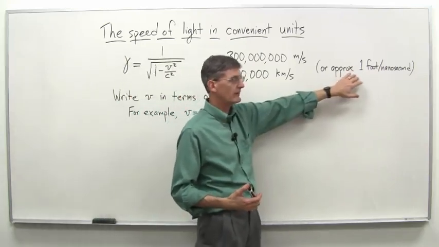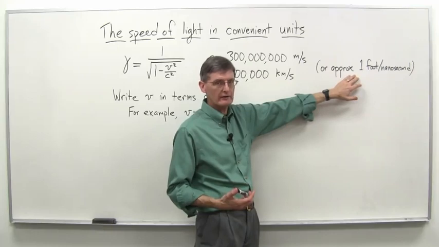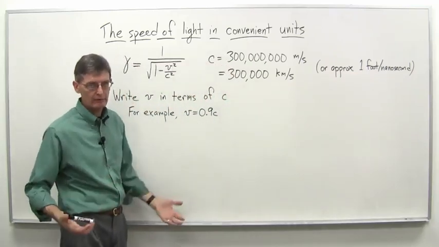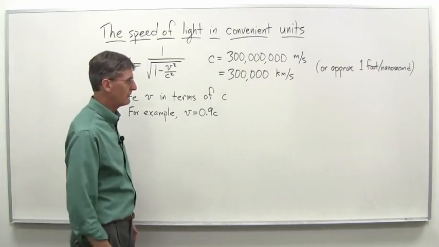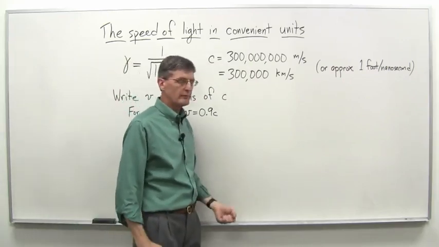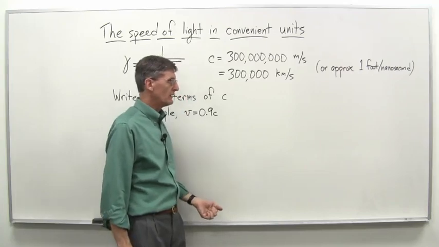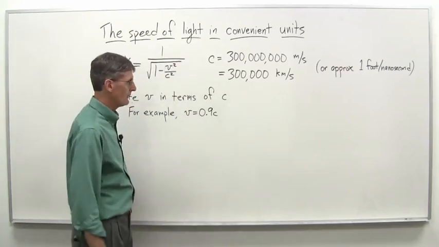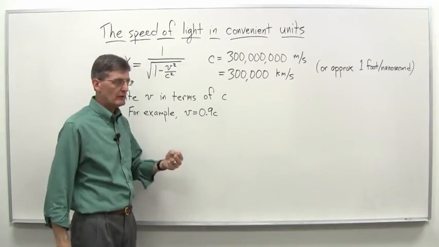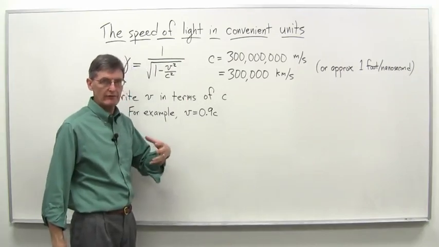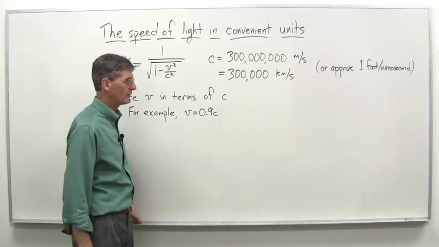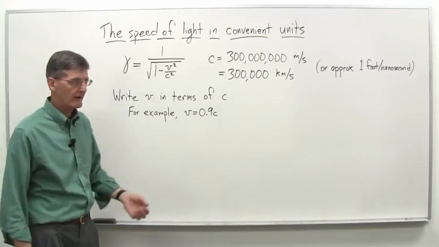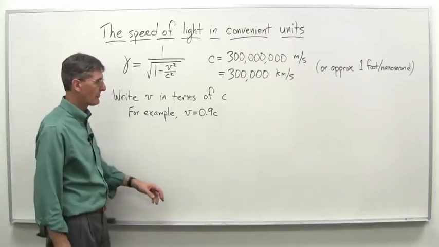Because those numbers are so big and just outside our realm of experience, sometimes it's nice to think about the fact that light travels about 1 foot per nanosecond. In other words, in a billionth of a second, light travels 1 foot, about a third of a meter. That's assuming it's essentially in a vacuum. If it's going through a transparent medium like water, it will slow down the speed of light by the so-called index of refraction. But that's a whole other topic for a different course.